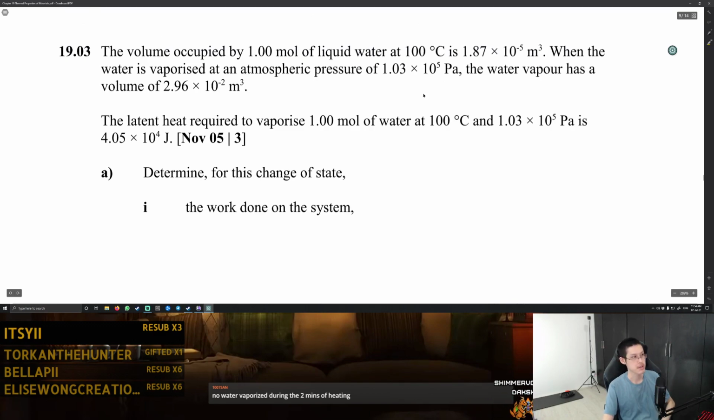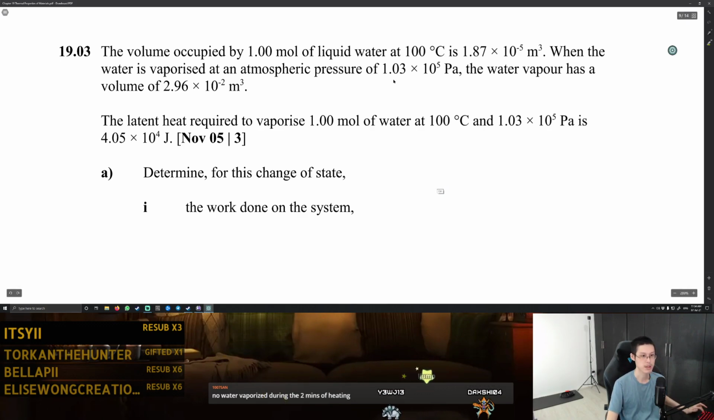Let's look at question 3. The volume occupied by 1 mole of liquid water at 100 Celsius is this. When the water is vaporized at the atmospheric pressure of this, the water vapor has a volume of this. The latent heat required to vaporize 1 mole of water at this temperature is this. Determine for this change of state the work done on the system. So you can see that the water is being vaporized at a constant pressure.